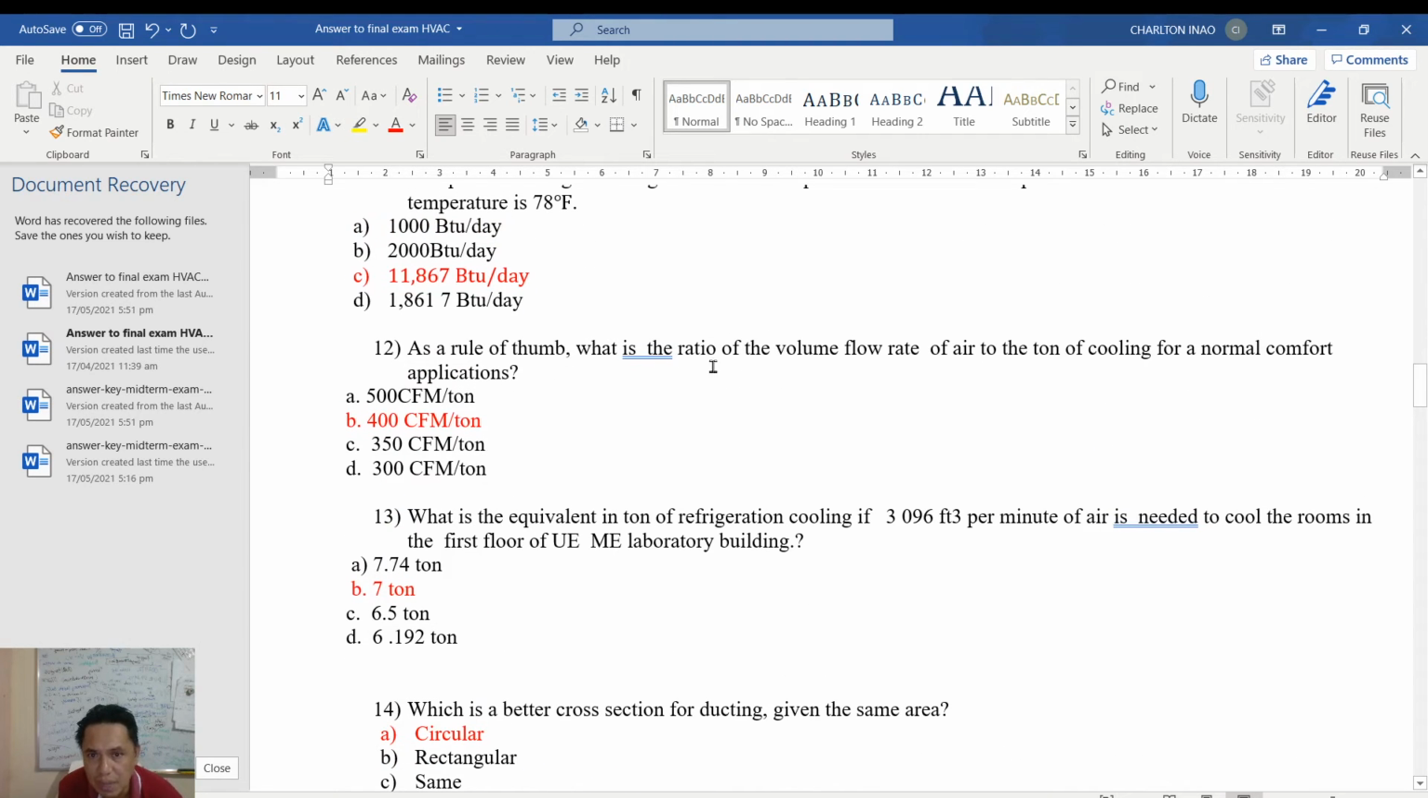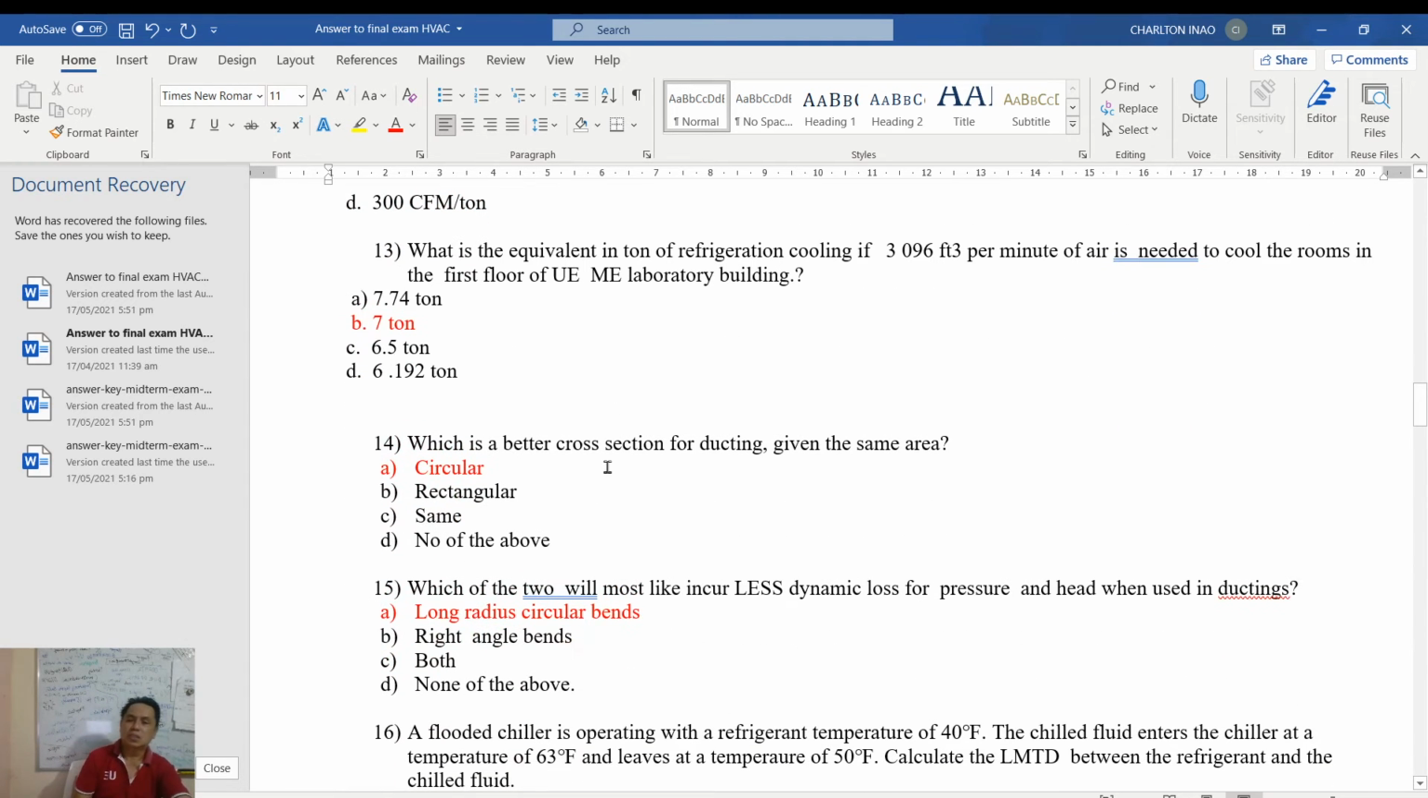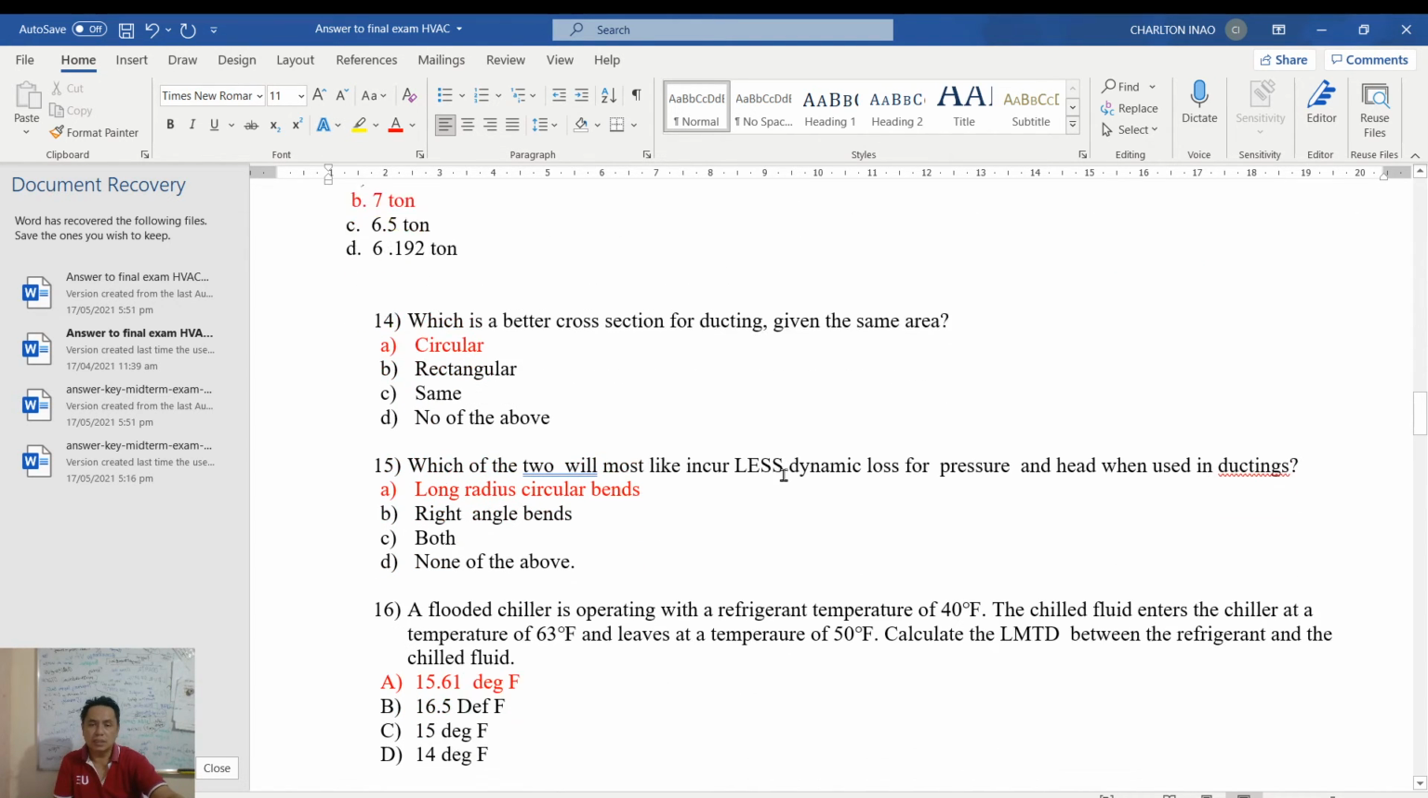So here, as a rule of thumb, what is the ratio of the volume flow rate of air to the ton of cooling for a normal comfort application? So we're talking about the volume of air. If you have a 400 cubic feet per minute per ton, that's going to be the refrigeration, no? Ton of refrigeration. No? So here, which is the cross section for ducting?